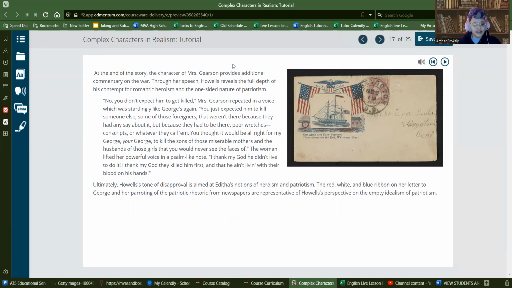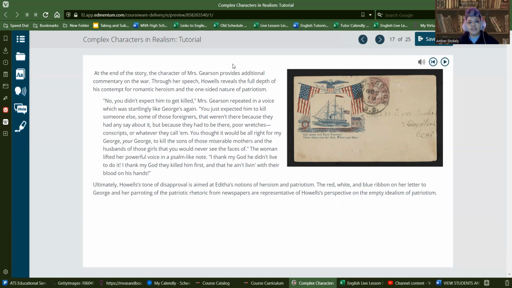Now, on slide 17, we get to the end of things. It says here, at the end of the story, the character of Mrs. Gearson provides additional commentary on the war. So we get more information. It says, through her speech, Howells reveals the full depth of his contempt for romantic heroism and the one-sided nature of patriotism. I'm not going to read this all the way through because it's important for you to read and grasp things for yourself. But they're describing here that Howells uses this person's speech to basically unleash the author's full opinion of why he hates people who glorify war.